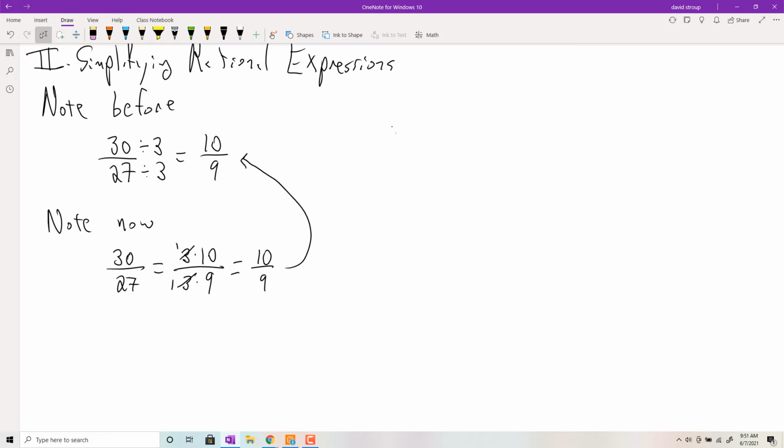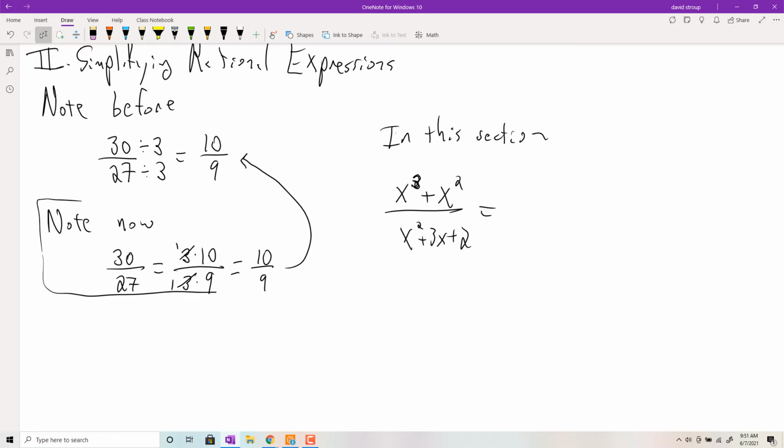Okay, so now, in this section, the way it's going to work will be like this. We'll have some variable expression, like 3x cubed plus x squared all over x squared plus 3x plus 2. And we want to use this type of method where we're factoring and then removing the common factor from the top and the bottom, replacing it with 1s. Okay, so in the numerator, to factor that, I can factor out the GCF of x squared. I get x plus 1 left over.